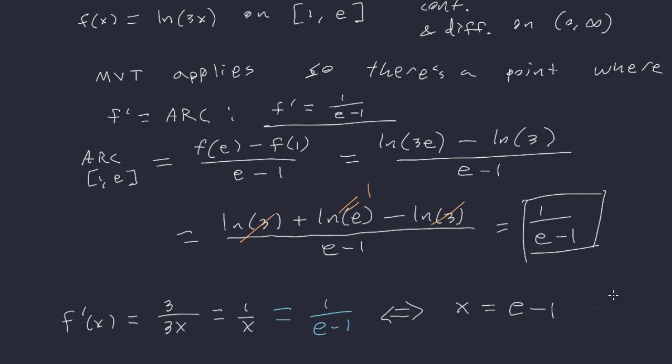And since e is like 2.7 something, this is like 1.7 something. So that is in the interval 1 to e. Okay, so you could put in the number in the calculator just to see, or this is good enough.